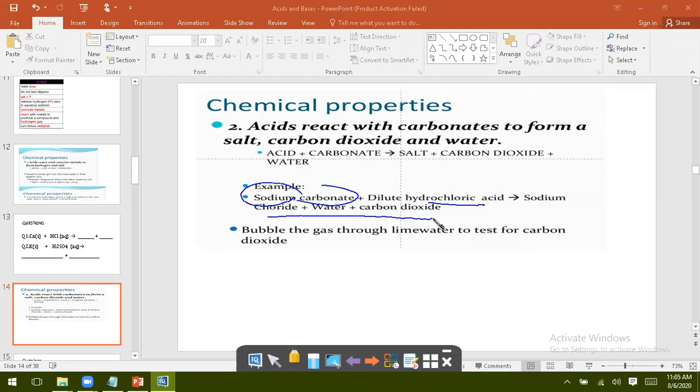To test for carbon dioxide, we know the name of the test is the lime water test. You bubble the gas produced through lime water. It will turn milky. So if lime water turns milky, that's an indication that the gas produced is carbon dioxide.